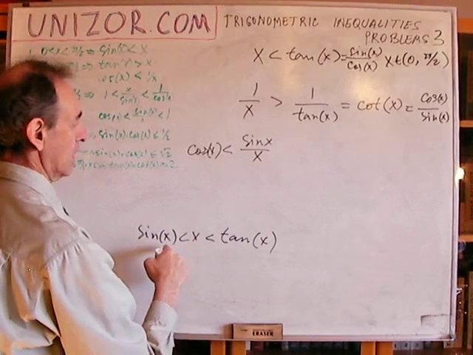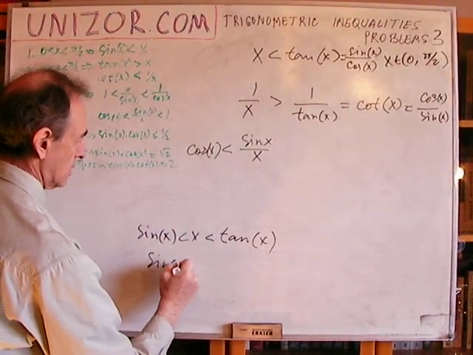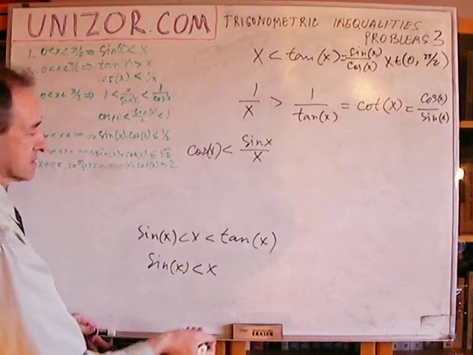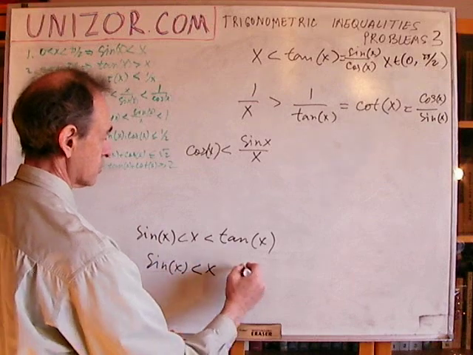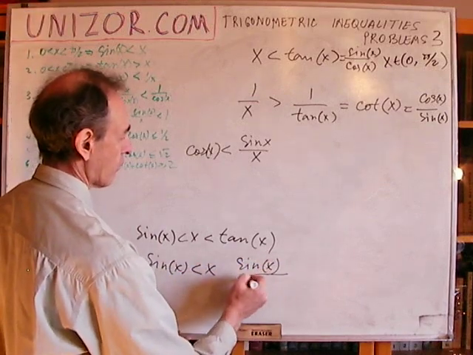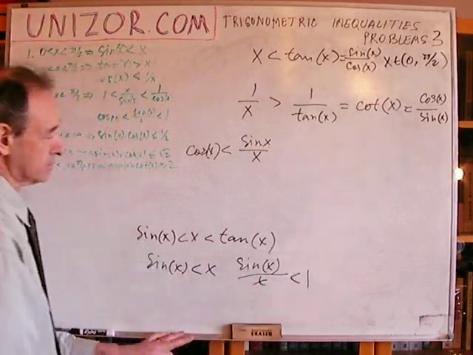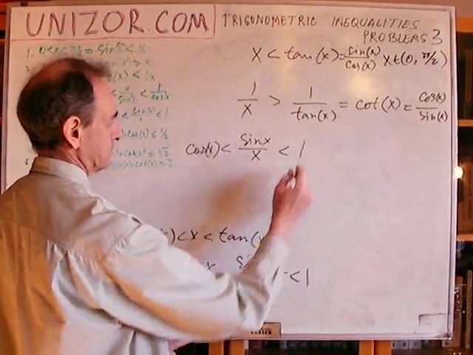Now, at the same time, since sine of x is less than x, let's divide it by x, and x is positive, so nothing actually is changing as far as the inequality is concerned. So sine of x over x is less than 1, right? If I divide it by x. So I have this.